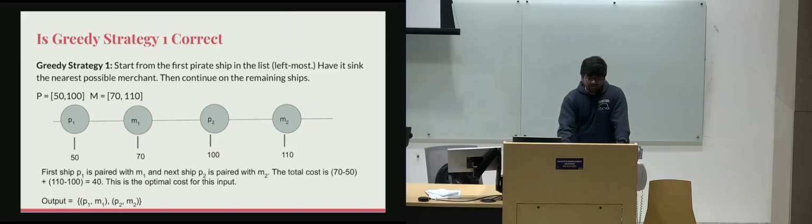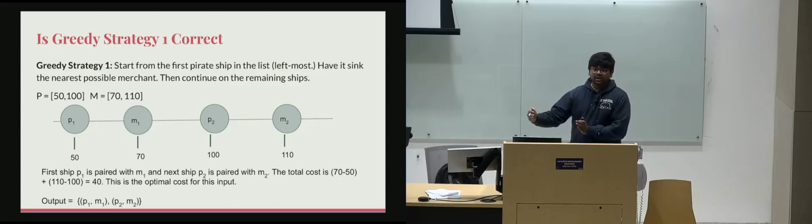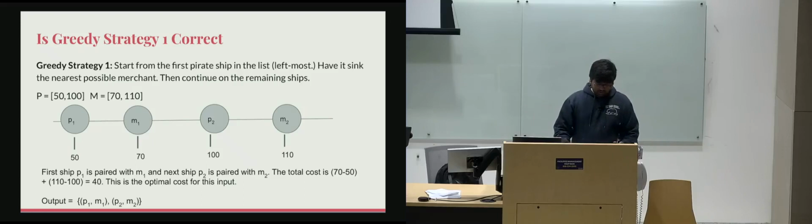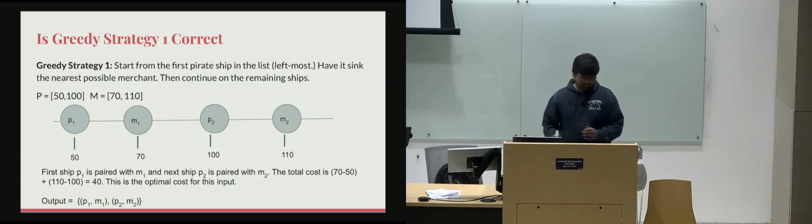Yeah, so one greedy strategy that sounds correct could be something like this. Let's start with the first pirate ship from the list, the leftmost pirate ship, and have it sink the nearest possible merchant, be it on the right or on the left. You just find the nearest possible ship based on the distance and you sink that one.